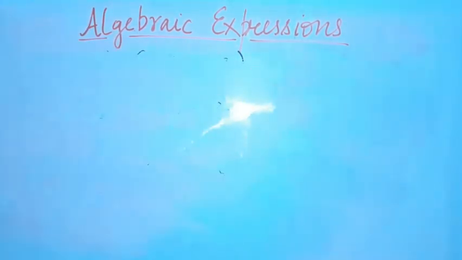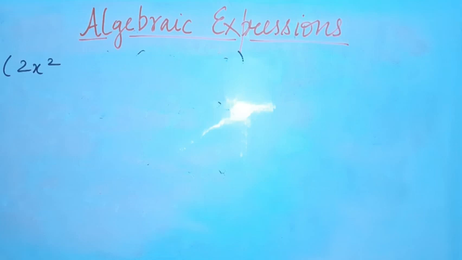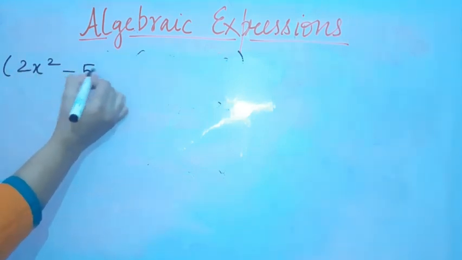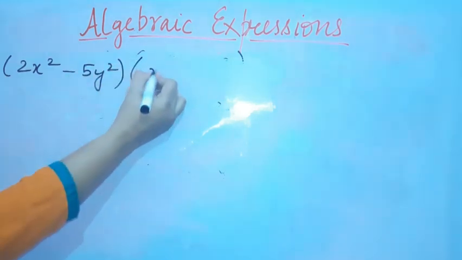So students, question number 14 is, within bracket 2x square minus 5y square, bracket closed, x square plus 3y square.